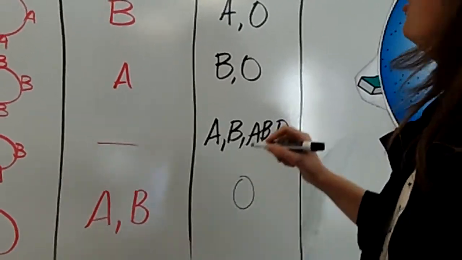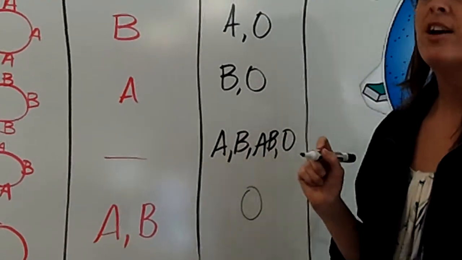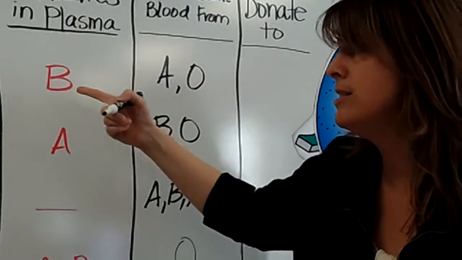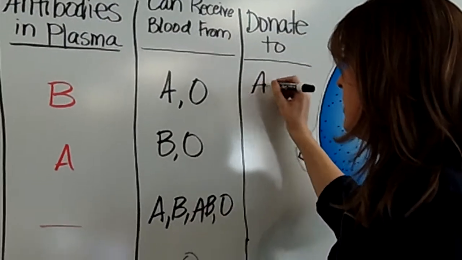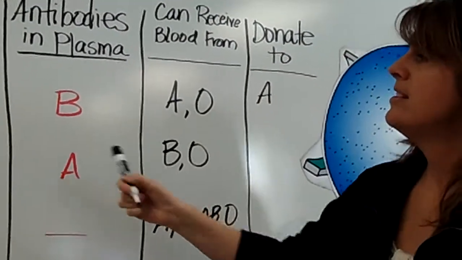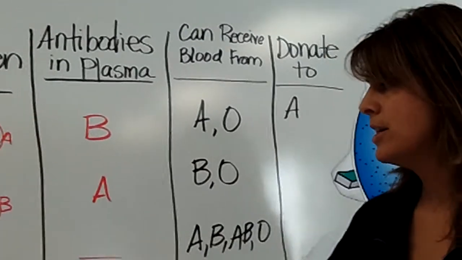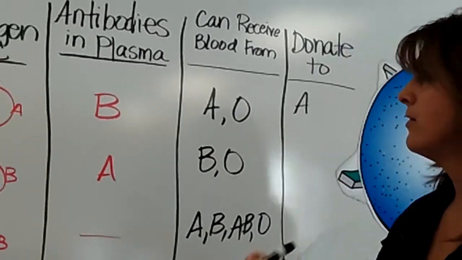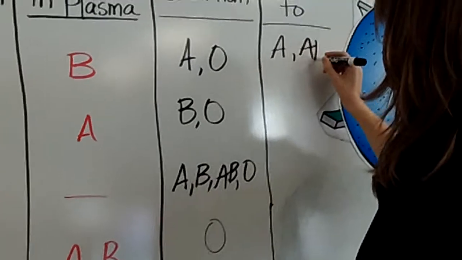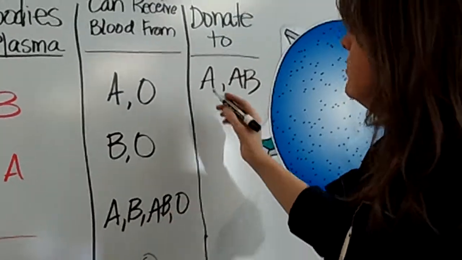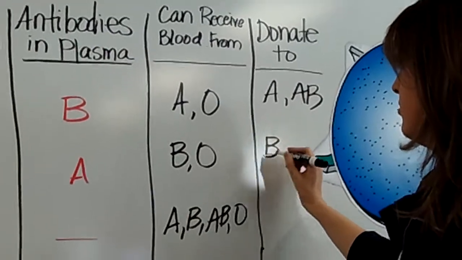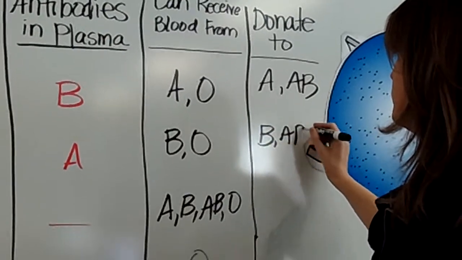Okay? So let's go to this last one. Who can type A donate to? Well, think easy. They can obviously go to themselves, but type A can also go to type AB blood. You can give to AB blood, like we talked about down here. They can receive from anybody. Same thing with B. B can go to itself, and it can also go to AB.